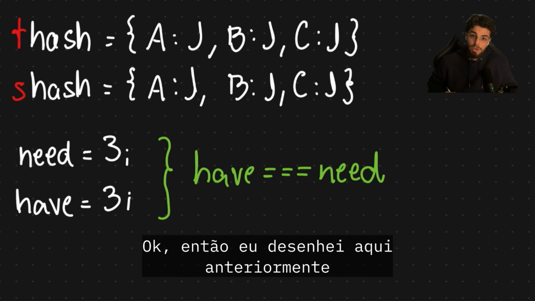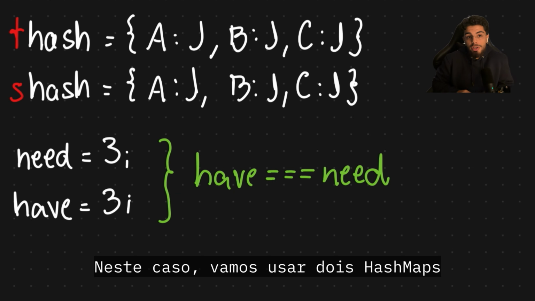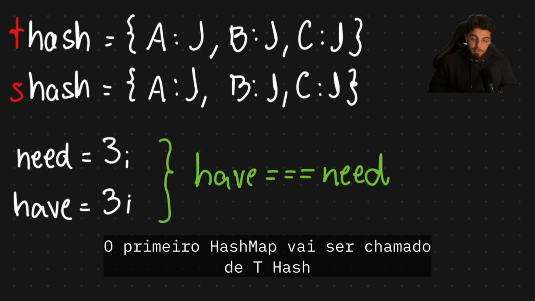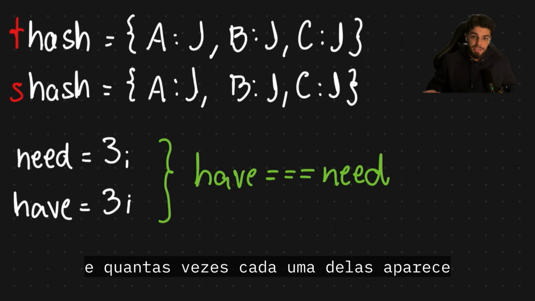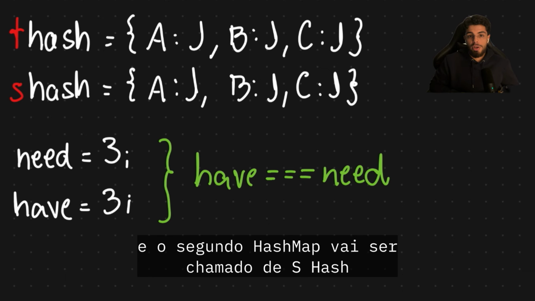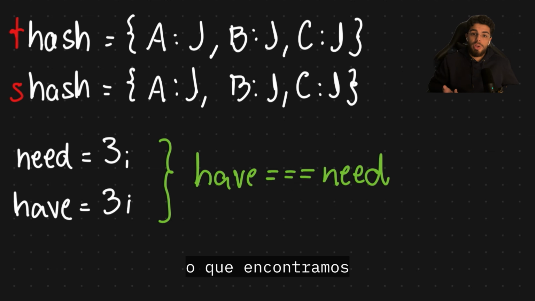Okay, so I have drawn here previously what we're going to need. In this case, we're going to use 2 hash maps. The first hash map is going to be called T hash, which is going to store all of the letters in T and how many times each one of them appears. And the second hash map is going to be called S hash. And we're going to use it to keep track of what we have found.